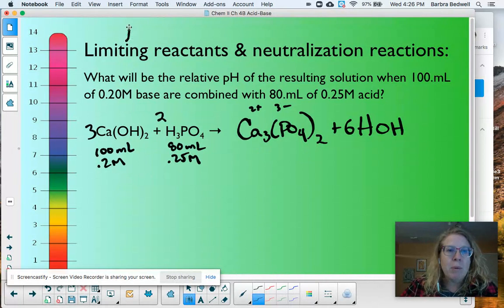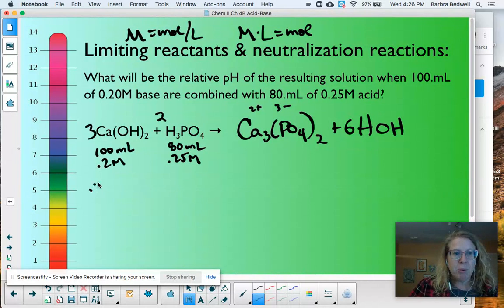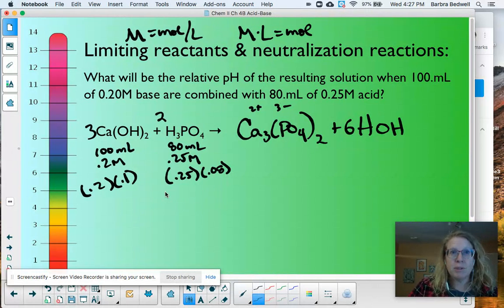So again, remember when we do our molarity equals moles per liter, we usually end up rearranging this and using this equation like this: molarity times liters equals moles. That's what we really want, to find the number of moles of each thing. So here's how this is going to work. We would do 0.2 times 0.1 to give us the number of moles of base, and 0.25 times 0.08 to give us the moles of acid.